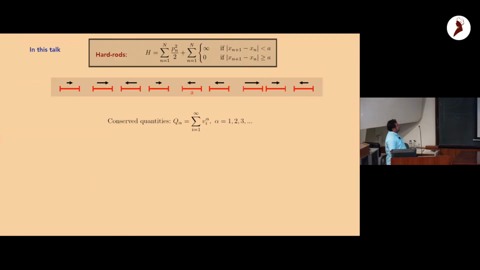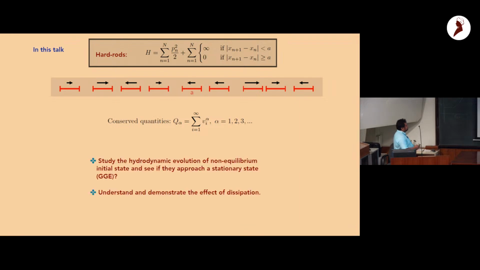Okay, so in this talk I will consider hard rods in one dimension, no trap, in a box, and this is the Hamiltonian. The conserved quantities are moments of the momenta. For each alpha you have a conserved quantity, because the rods collide and exchange momenta, so the set of momenta remains the same, and all moments of the momenta are conserved.